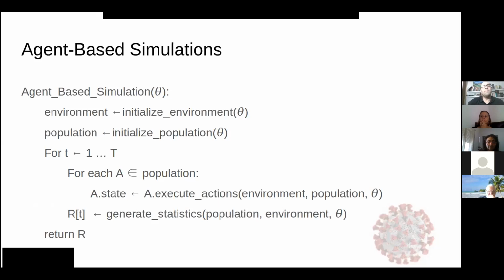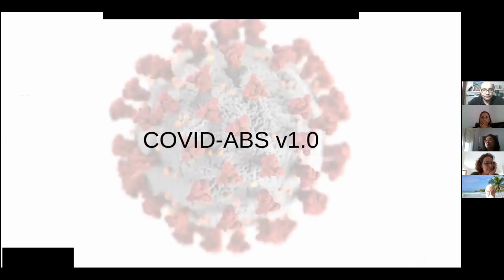It's a very simple algorithm, not complex, where I can simulate very complex dynamics just by configuring small and local actions of the agents. The main problem with agent-based simulation is its computational cost. It's very expensive.